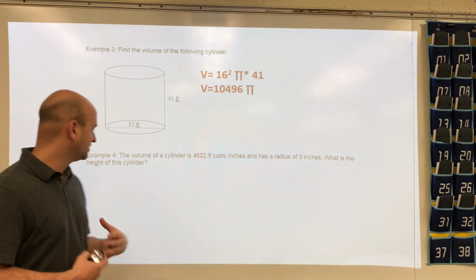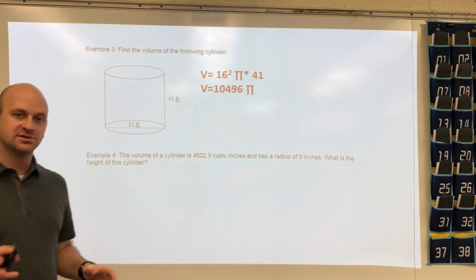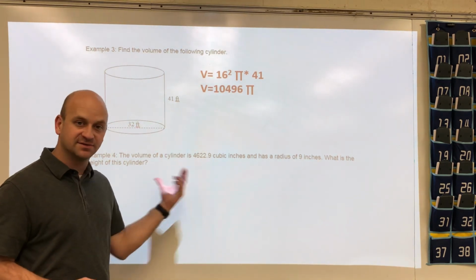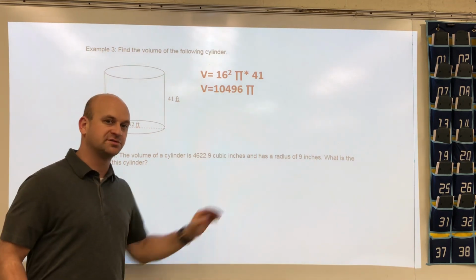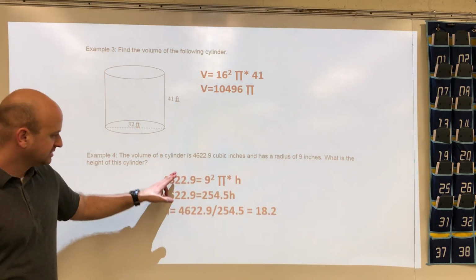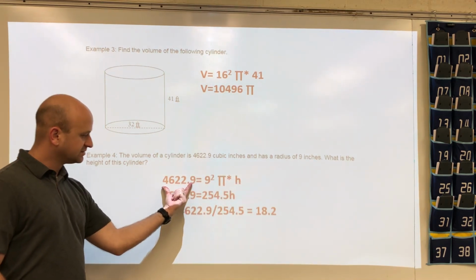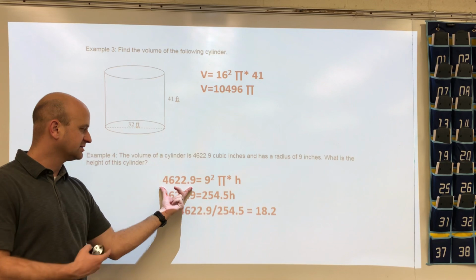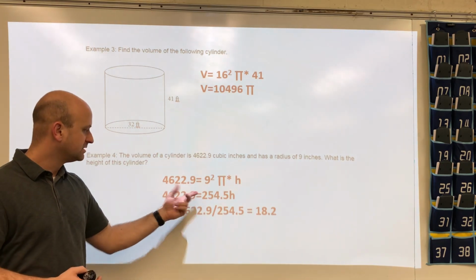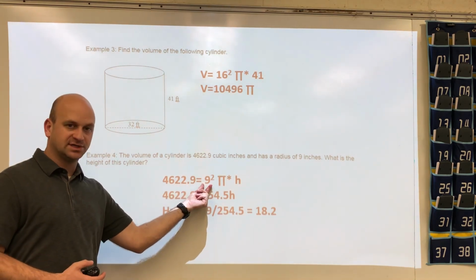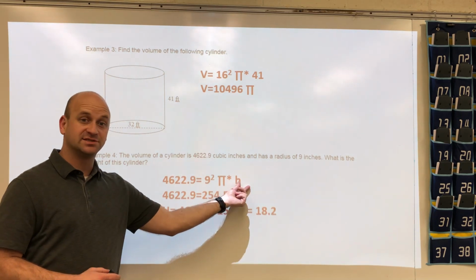All right, example 4, the volume of a cylinder is 4,622.9 cubic inches and has a radius of 9 inches. What is the height? So this question is a little different from what we've had because now they give us the volume and we have to find one of the other variables on the other side. So in this case, volume is equal to r squared pi times h. So what is the volume equal to? Well, it's equal to 4,622.9. The radius is equal to 9 squared, and then we have our pi and our h value.